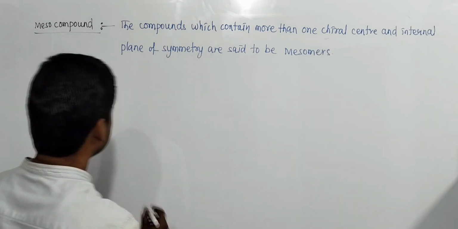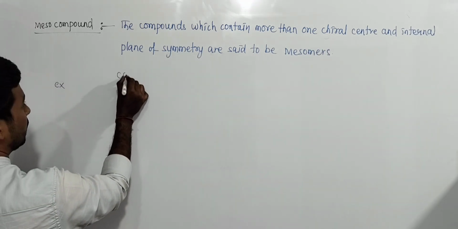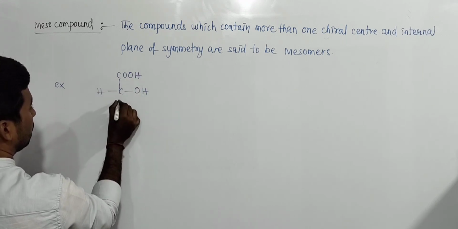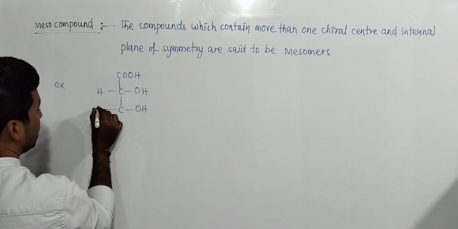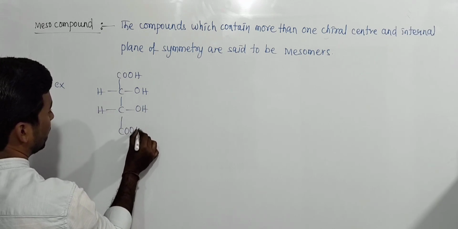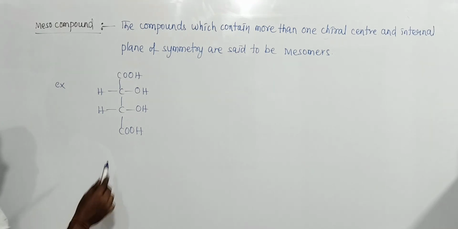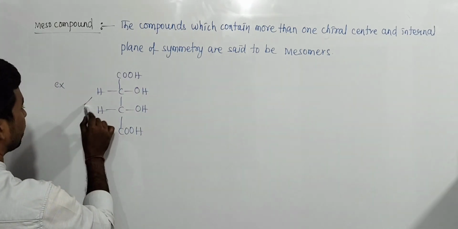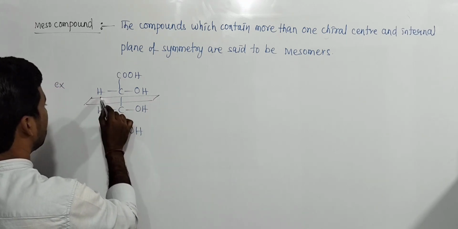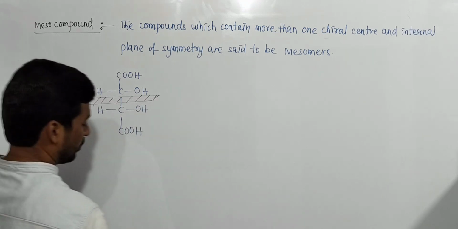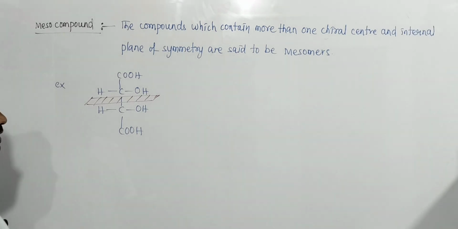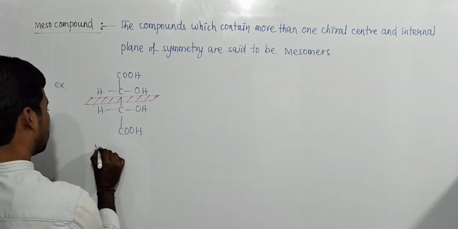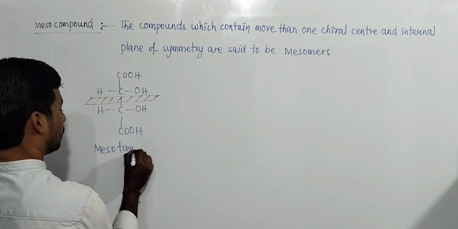For example, mesotartaric acid, COOH, OH here, H here, and OH here, H here, and COOH. Internal plane of symmetry, like this. So if you see this plane, above this plane, is the molecule the same or not? Above, below, same. Internal plane of symmetry. That's why this molecule is an example, mesotartaric acid.